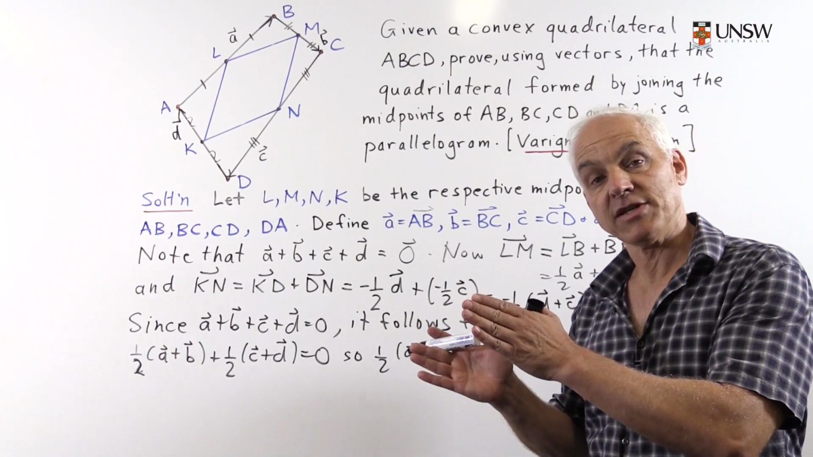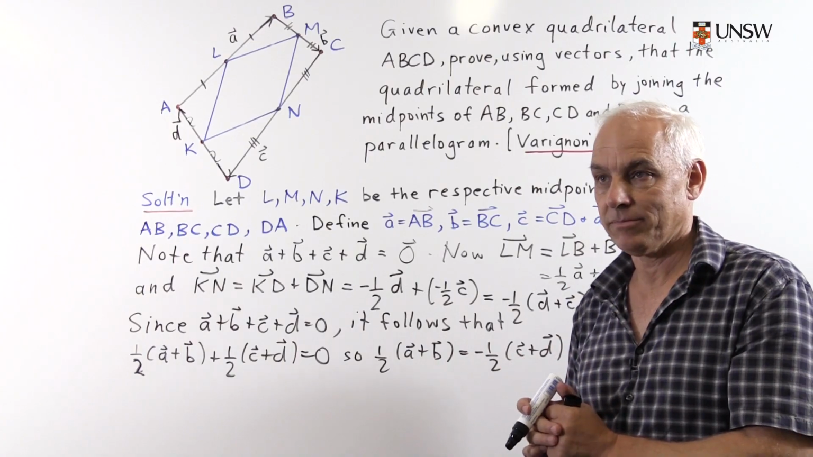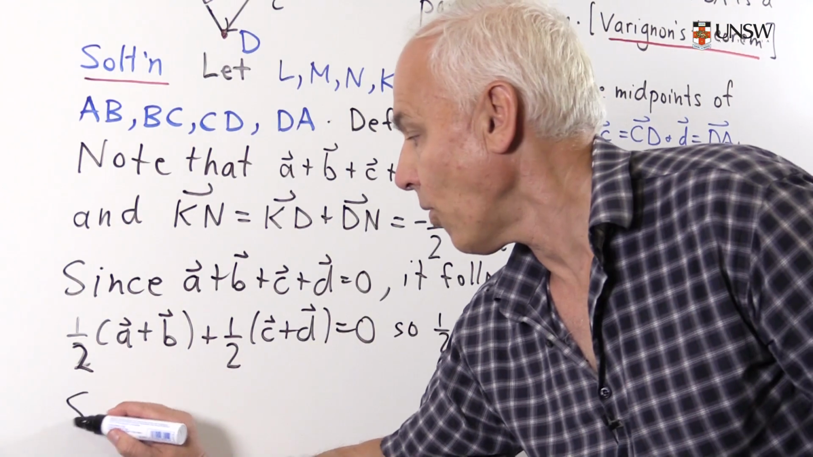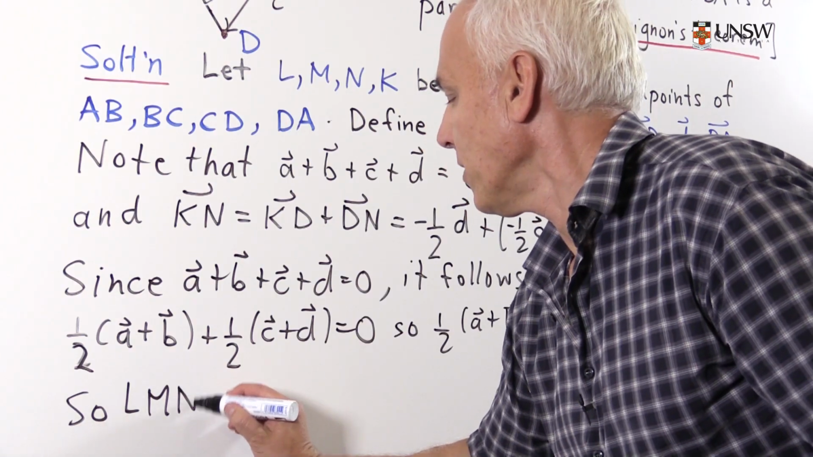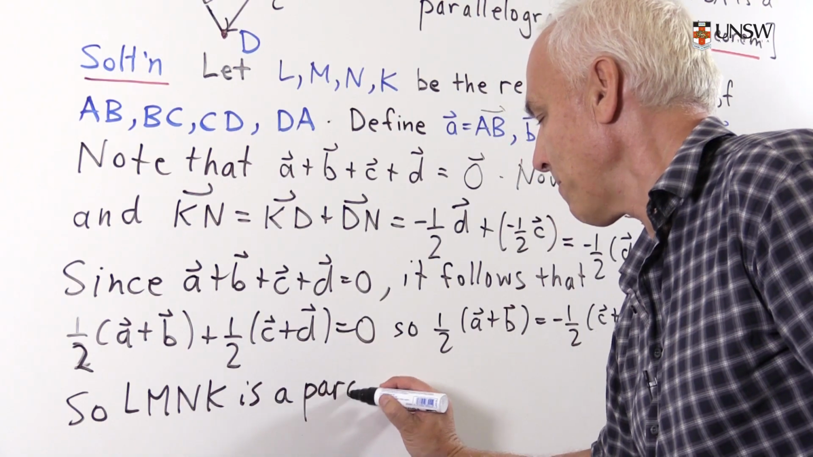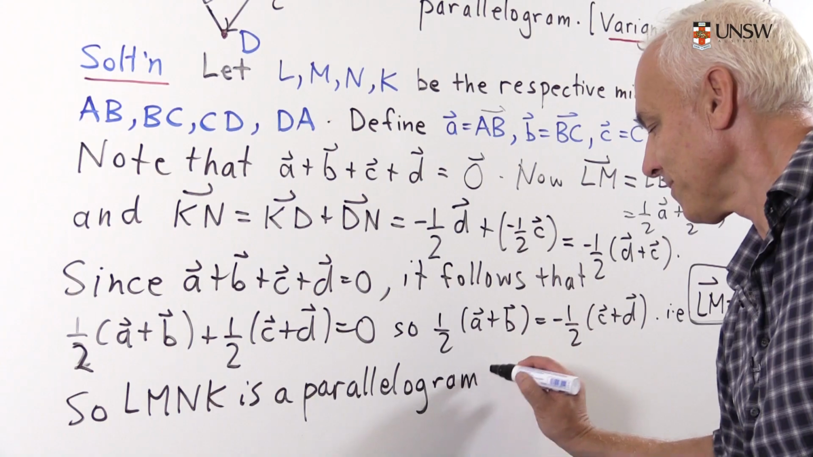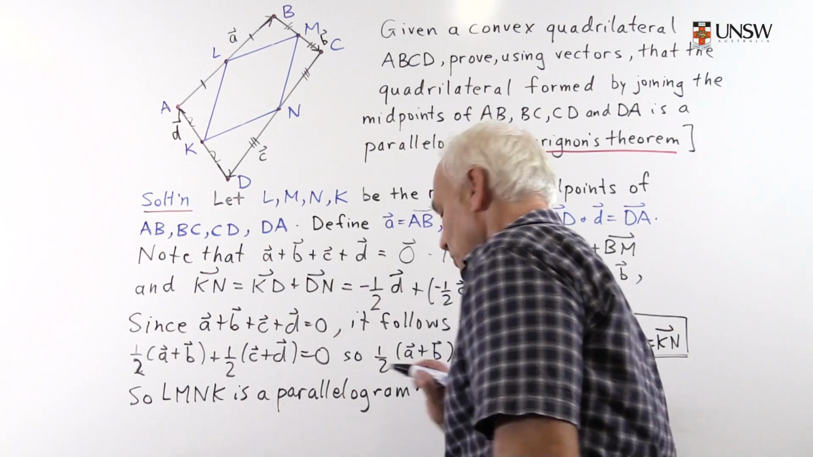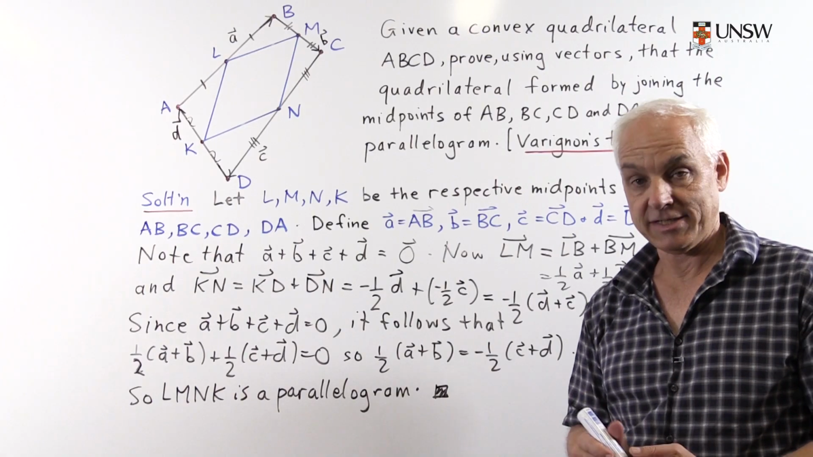And if two opposite sides of a quadrilateral are equal as vectors, then it's a parallelogram. So LMNK is a parallelogram. And that's the end of our proof of Varignon's theorem, going back to the 1600s.